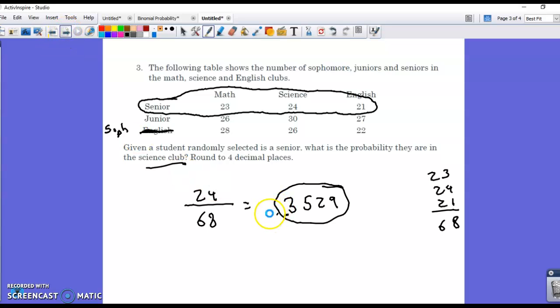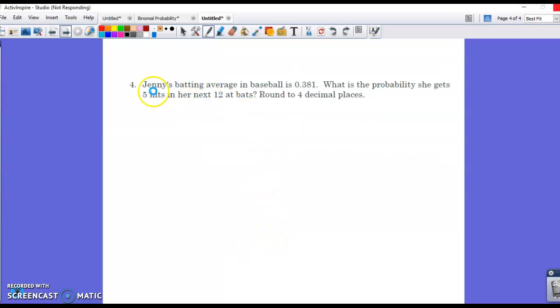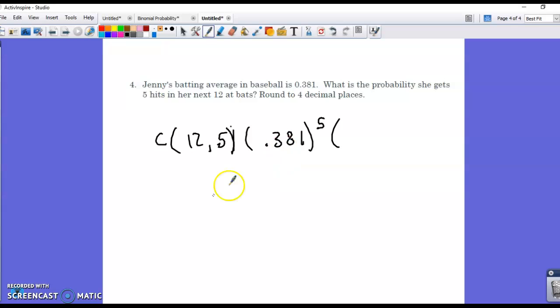And then the fourth problem on here goes back to the binomials we just did. Jenny's batting average is a .381. What's the probability she gets 5 hits in her next 12 at bats? So your combination would be 12 choose 5 times the probability that she gets the hit, 0.381, and we want 5 of those. And then the probability, remember, subtract this from 1, and that will give you .619. And if she gets 5 hits out of 12, she's going to get an out 7 times.